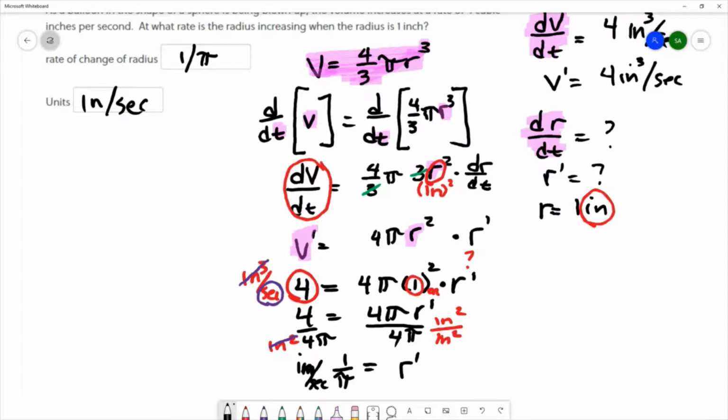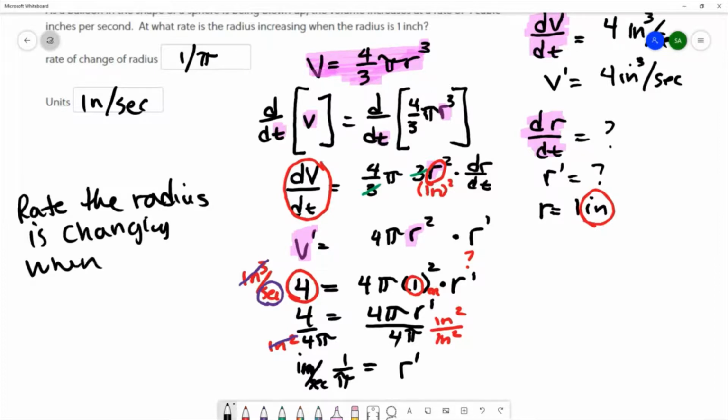So we have the rate that the radius is changing when the radius is 1 inch is 1 over pi inches per second.